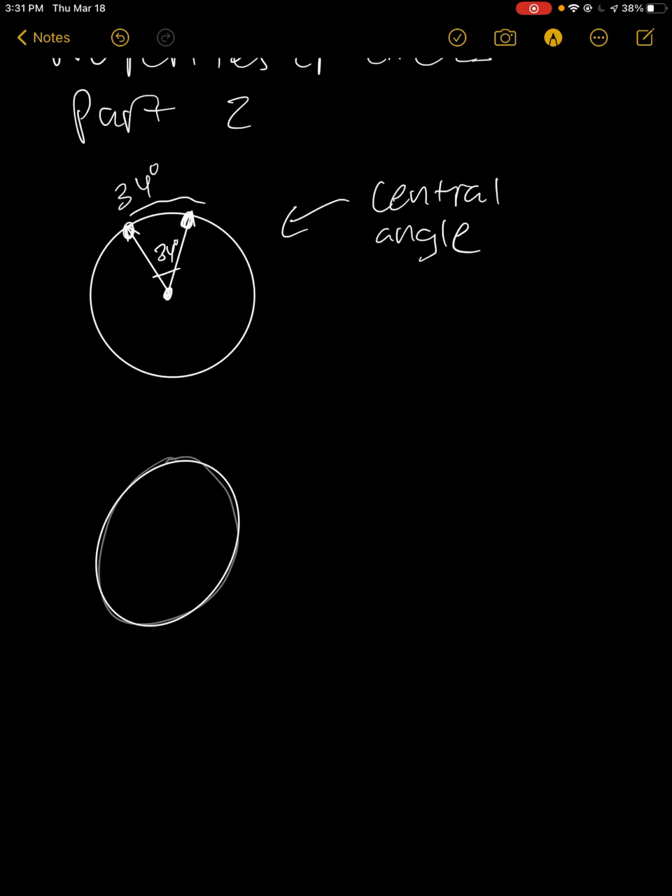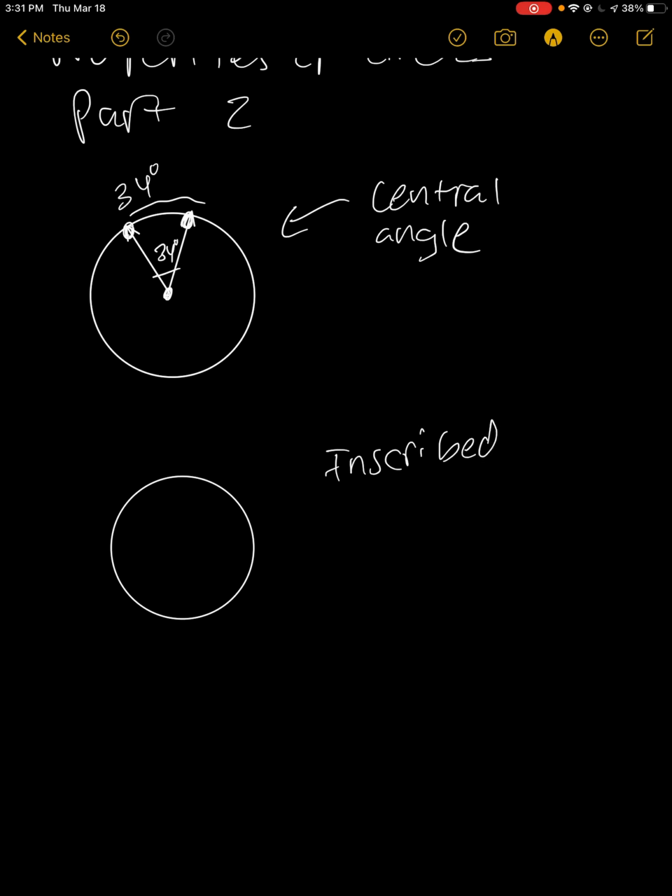And now the other type of angle that we have is called an inscribed angle. This is when there's a center of the circle, but we have another point on the end, and this branches off to two other points on that circle without touching the center.